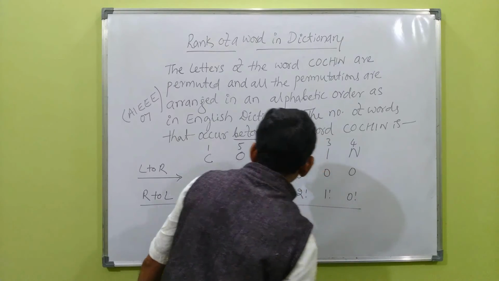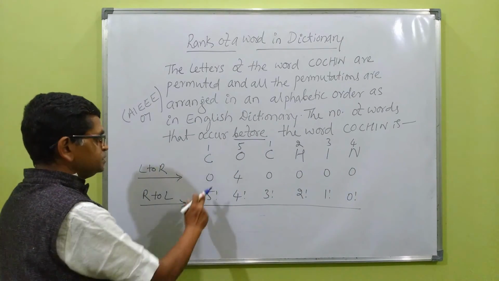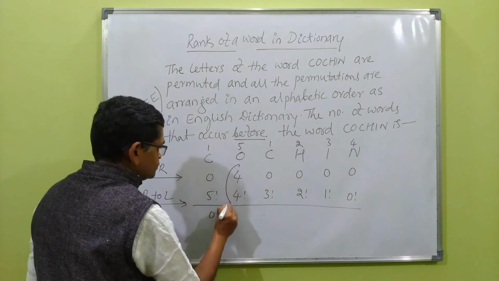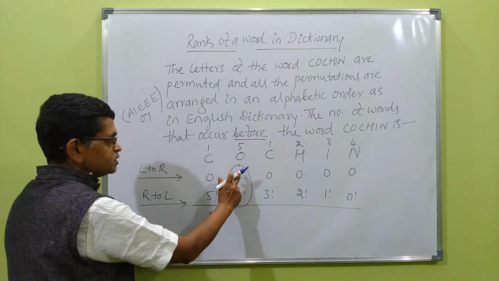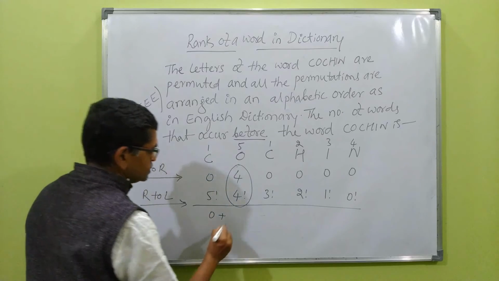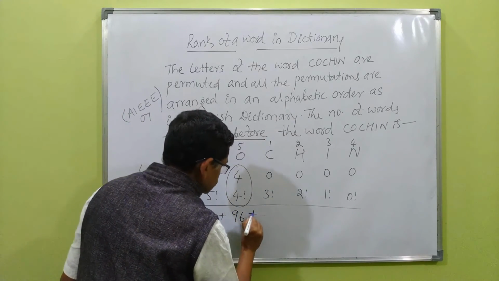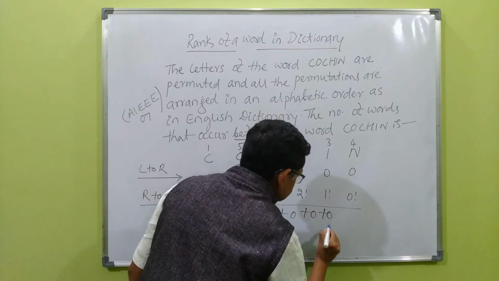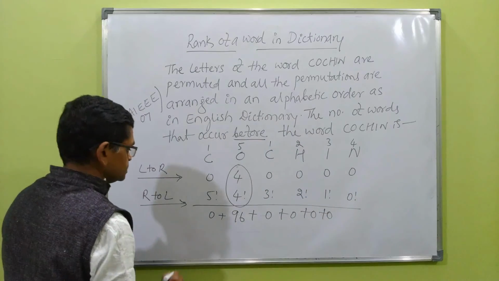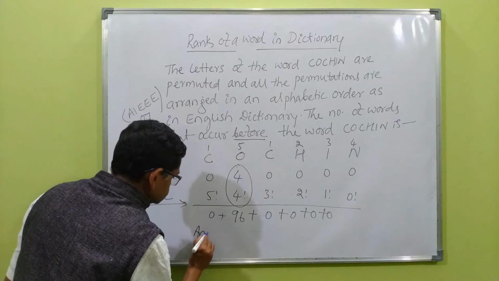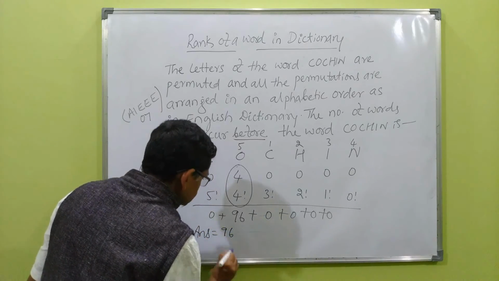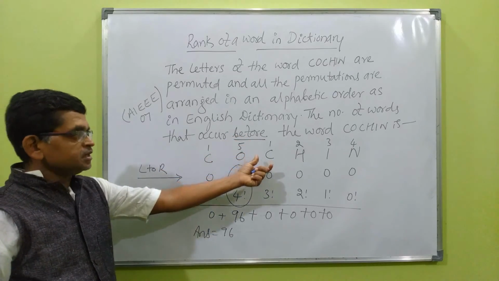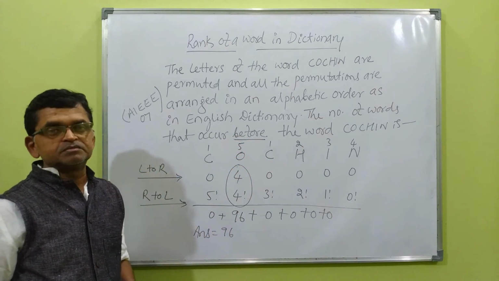Now 0 into 5 factorial, 0, plus 4 into 4 factorial, 4 factorial is 24, into 4 is 96, plus 0, plus 0, plus 0, plus 0. So answer is 96. There are 96 words before coaching.